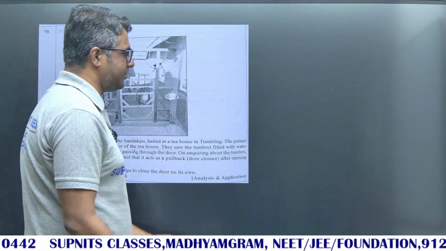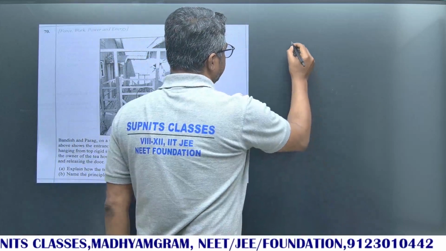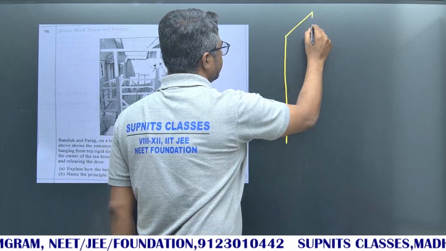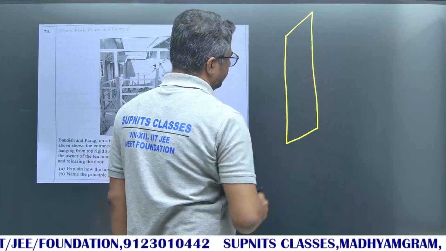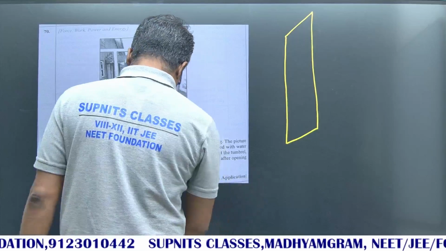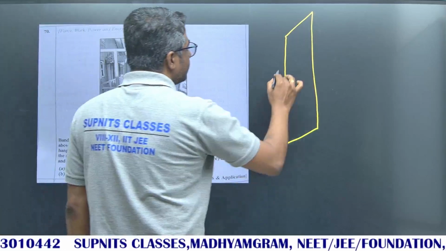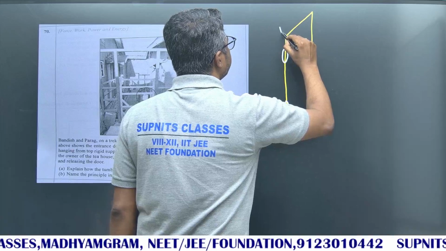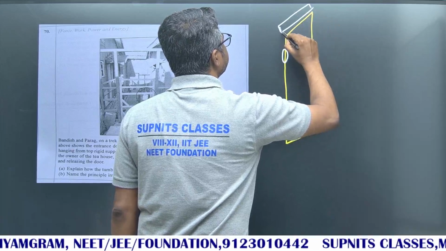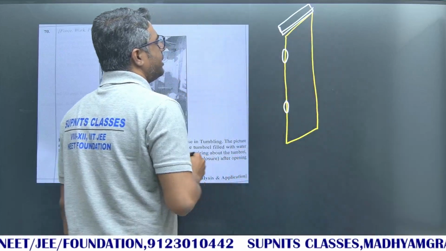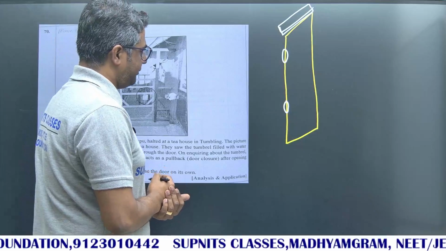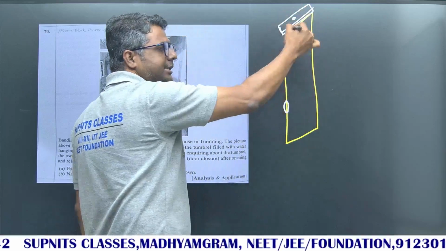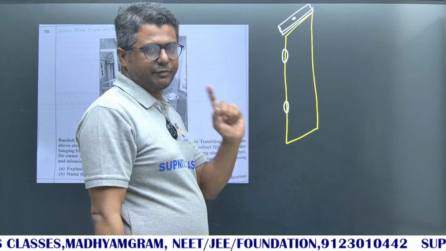So, first of all, let me draw a door. Suppose this is a door, right. Here there are hinges in the door. Say this is one of the hinges and this is another hinge, and this is the top portion of the door, that is the frame of the door. You can understand what I am talking about. And it has been said that this frame is the rigid support, that is the frame of the door. You can understand what the frame of the door is, right?